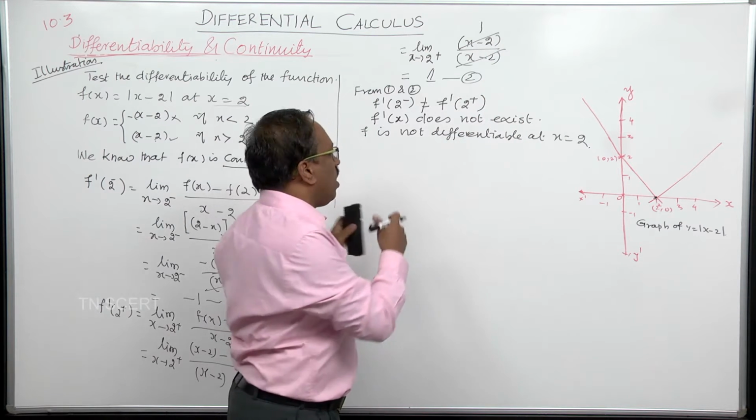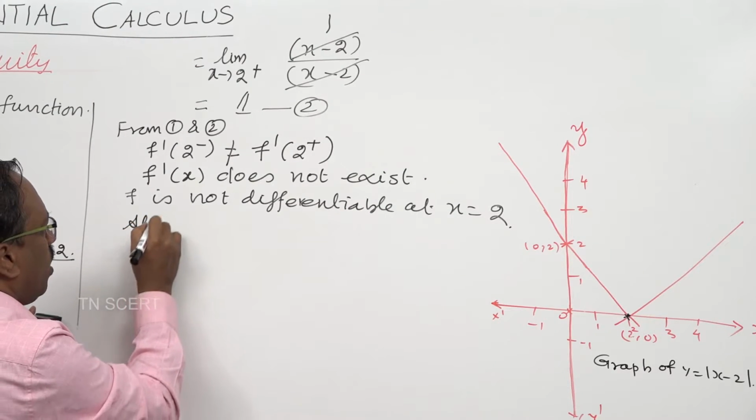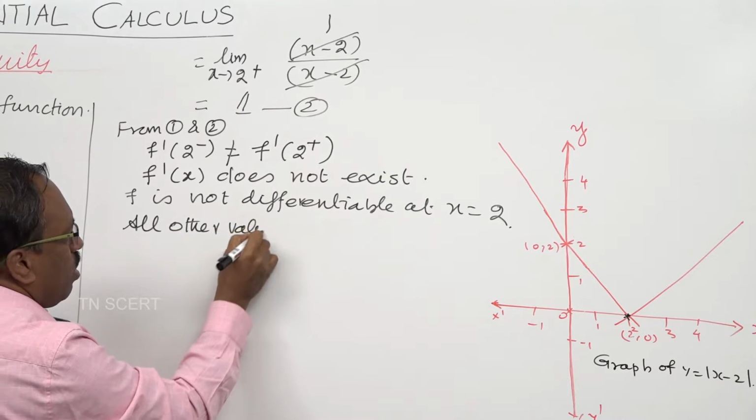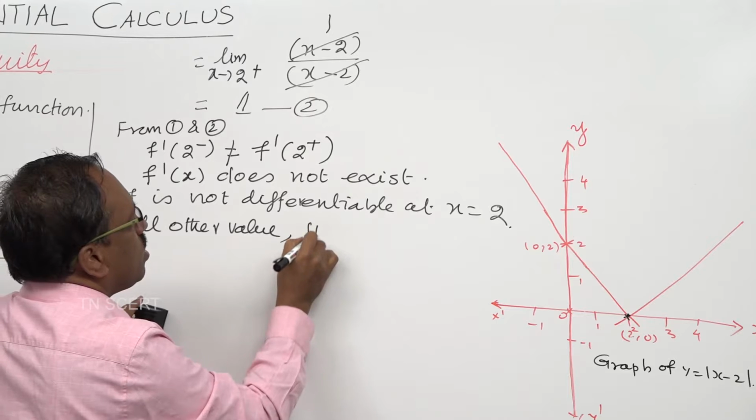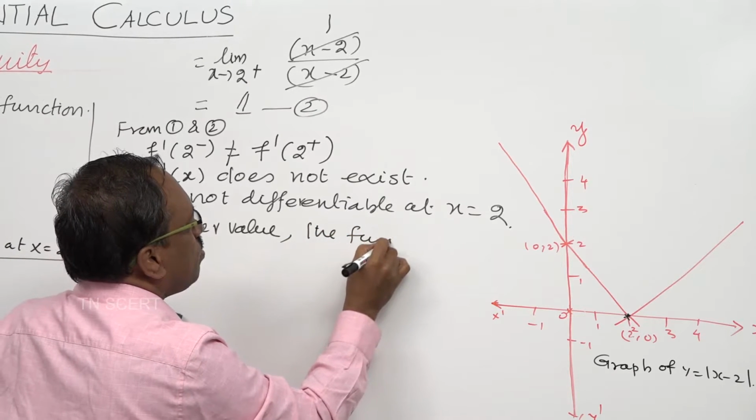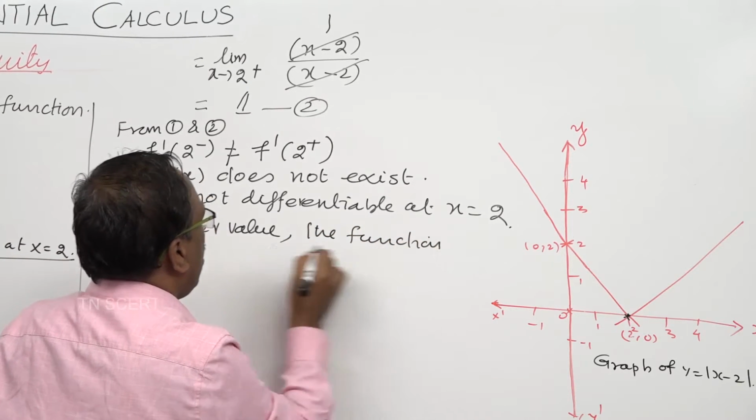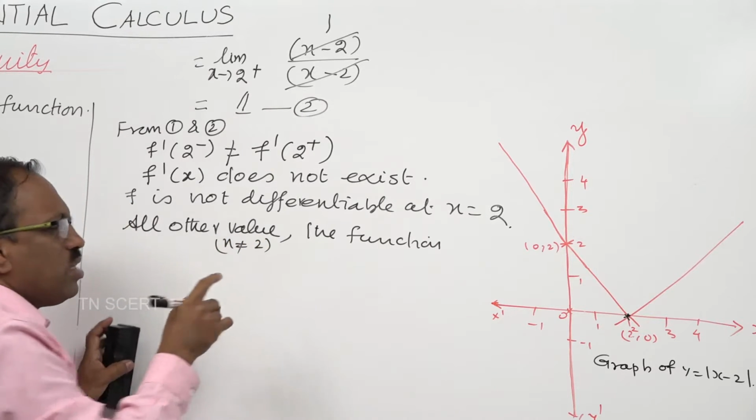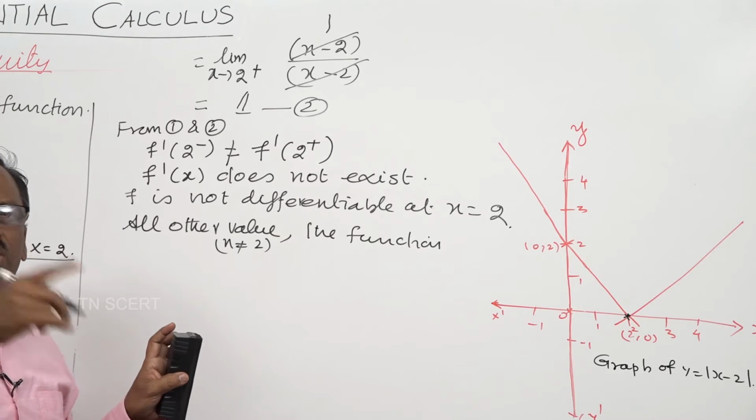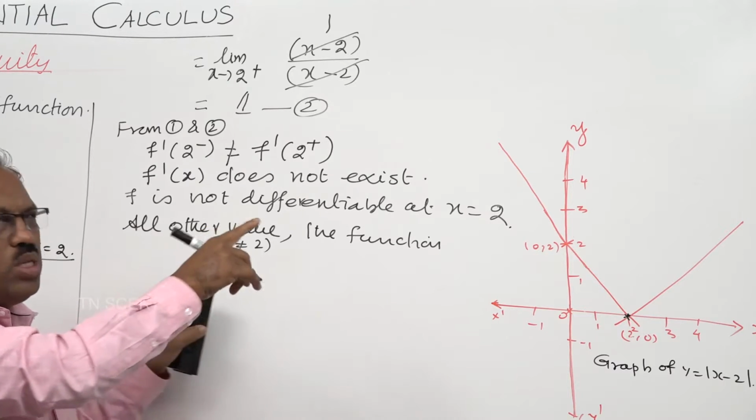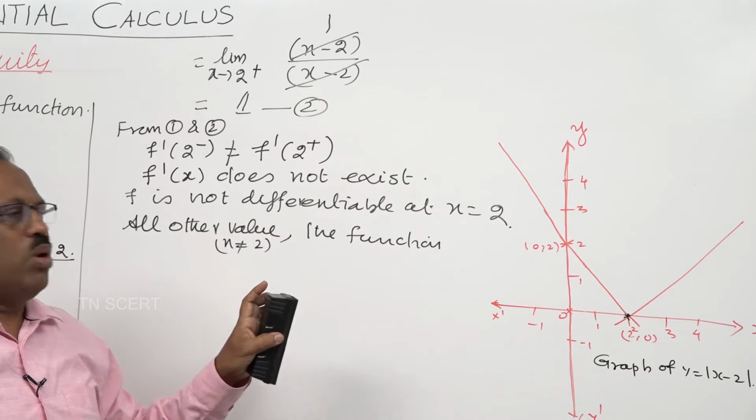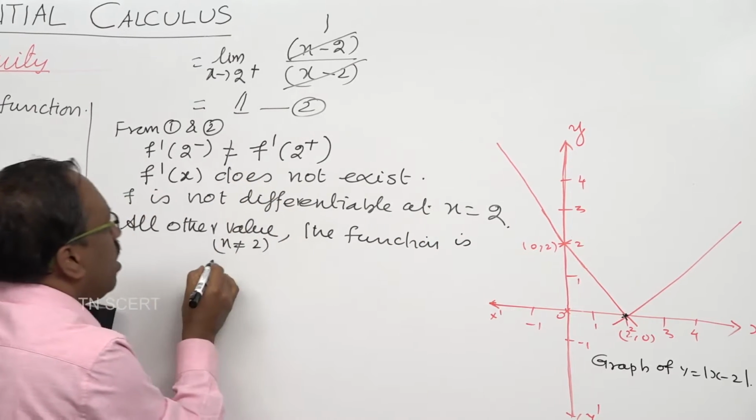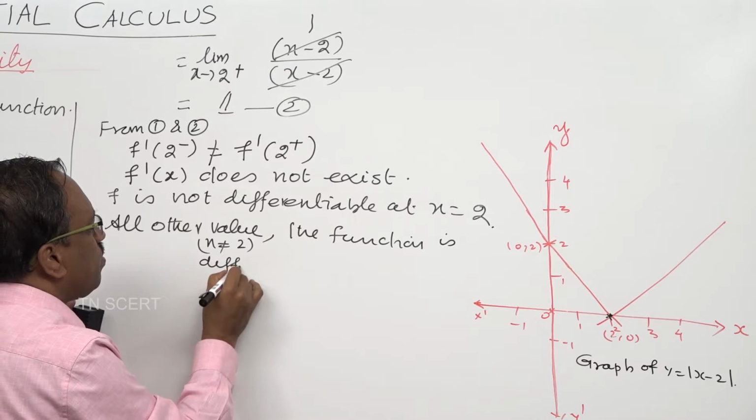That means for all other values, the function is differentiable. All other values mean x other than 2, everywhere. Only x equal to 2 is the value where it is not differentiable. For all the rest, the function is differentiable.